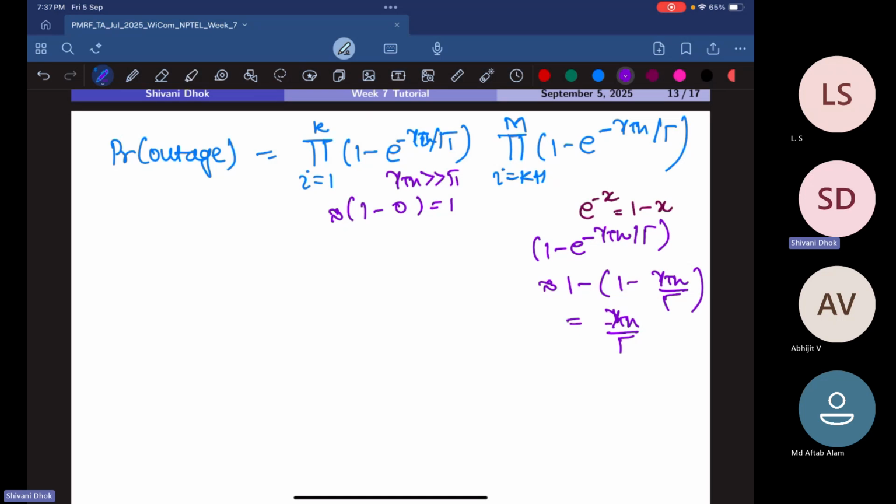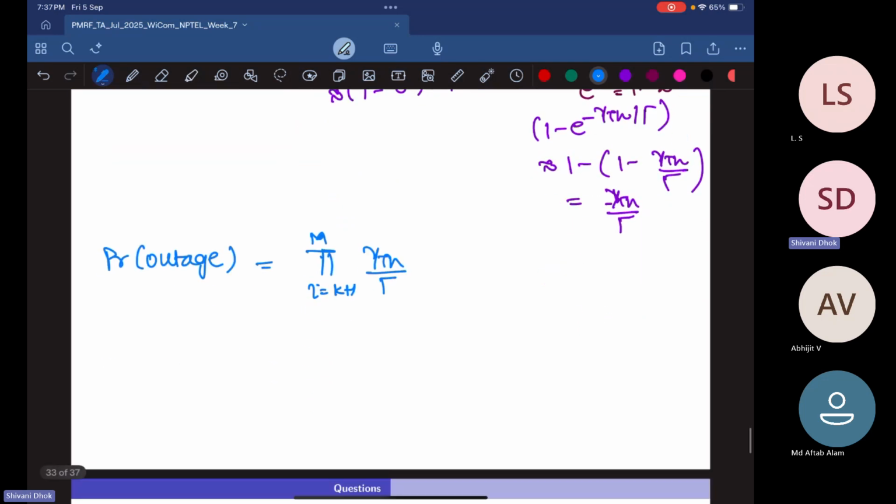So therefore your probability of outage comes out to be equal to 1 into the product of gamma th by gamma over i equal to k plus 1 to M. That is, you basically have M minus k terms. So this is gamma th upon gamma to the power M minus k.